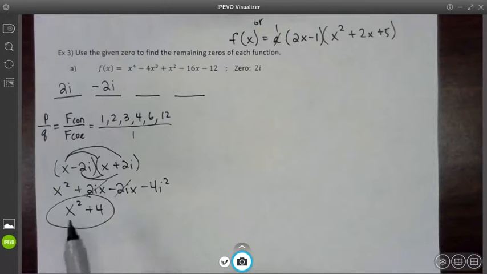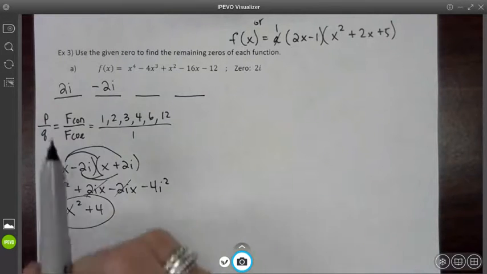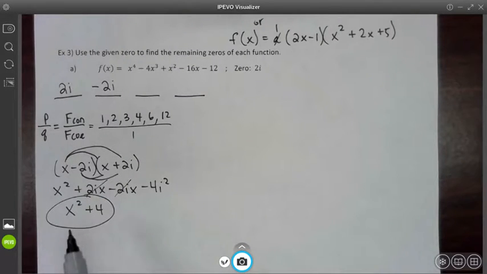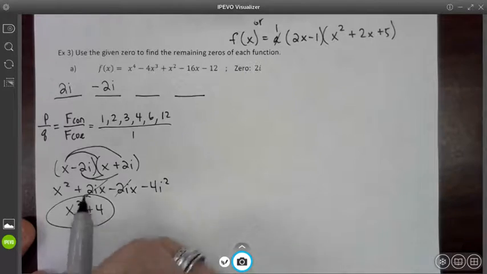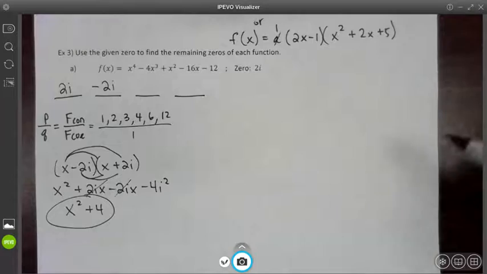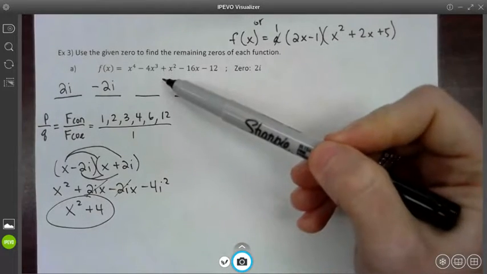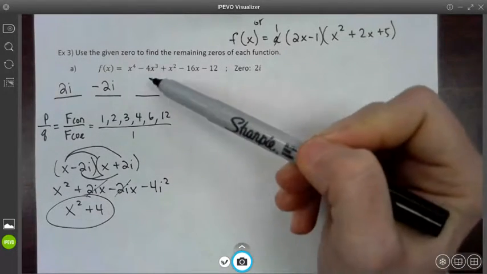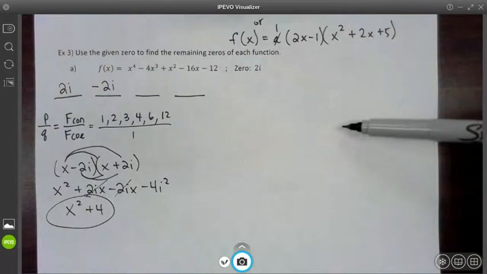Think about it. If this is a factor, because it came from those zeros, what do we know factors will do to that polynomial? We know they will divide evenly in. So now I know I can divide this polynomial by that one and start breaking it down into a smaller polynomial. If I divide a degree 2 polynomial into a degree 4 polynomial, my answer will be a degree 2 polynomial.